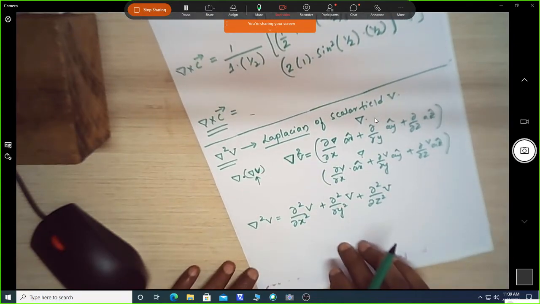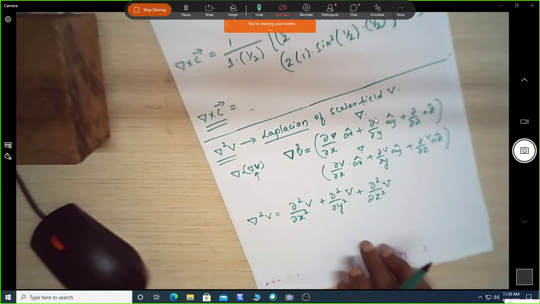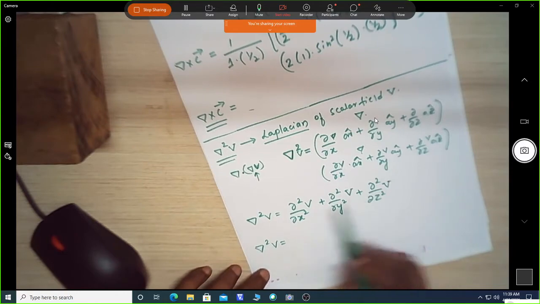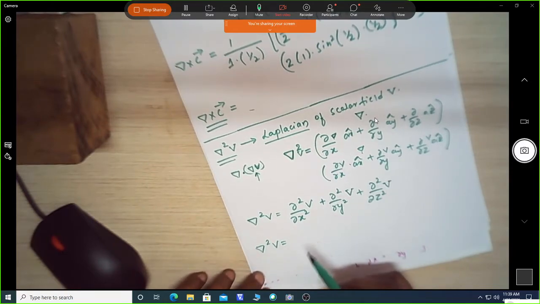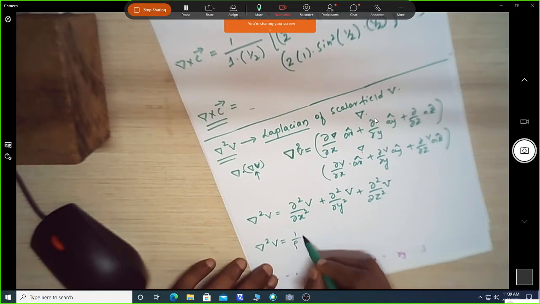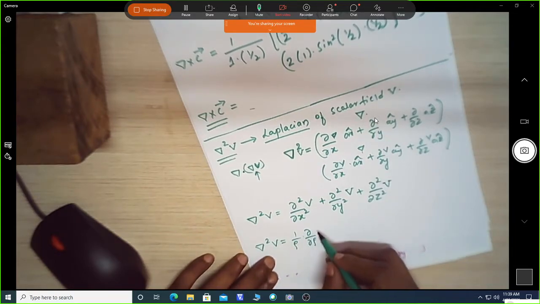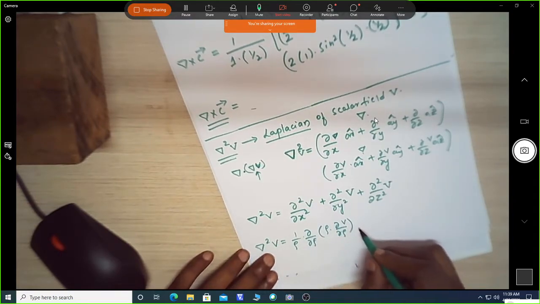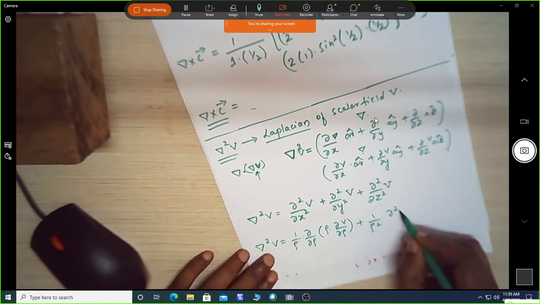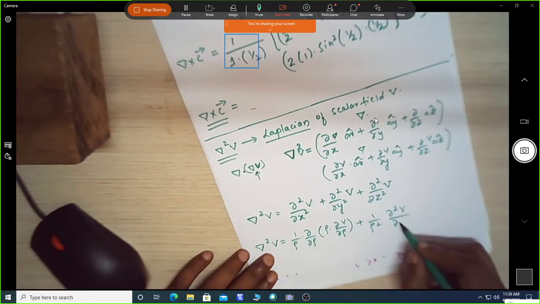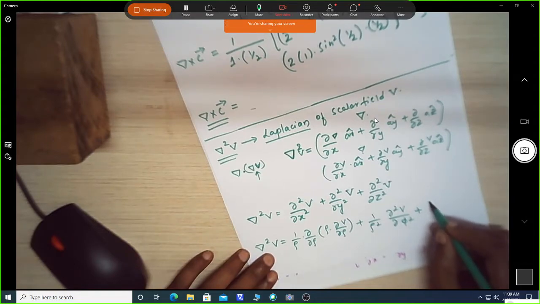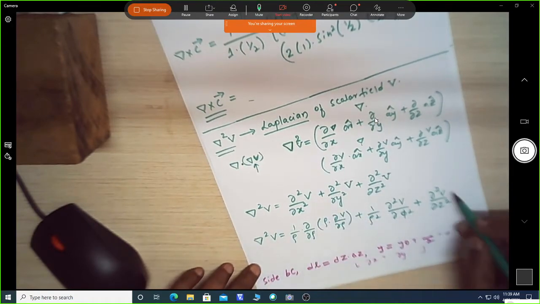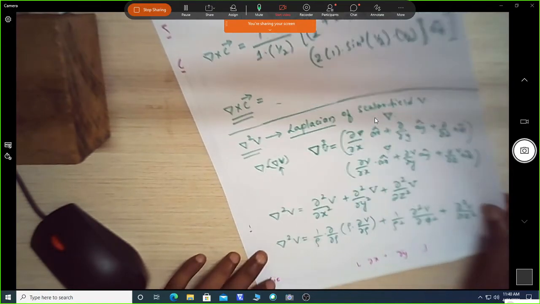You can even define the Laplacian in cylindrical and spherical. So that will be given by del square V. Just remember these equations for the Laplacian operator. That is 1 by rho into del by del rho of rho into del V by del rho, plus 1 by rho square into del square V by del phi square, plus del square V by del z square. So this is the Laplacian operator for the cylindrical coordinate system.